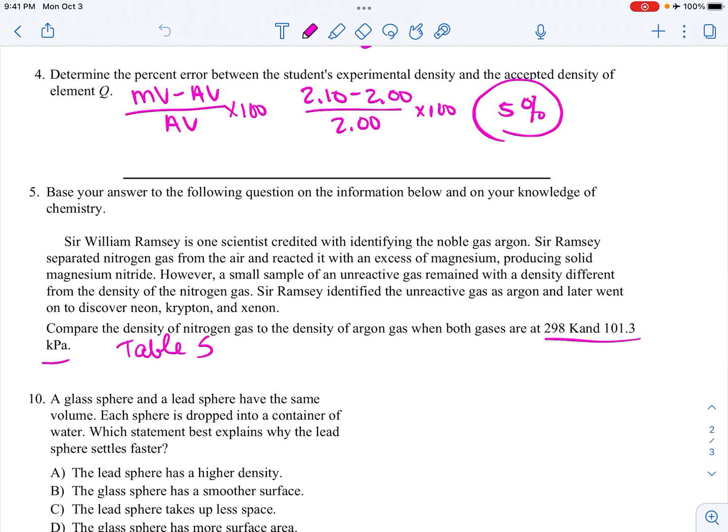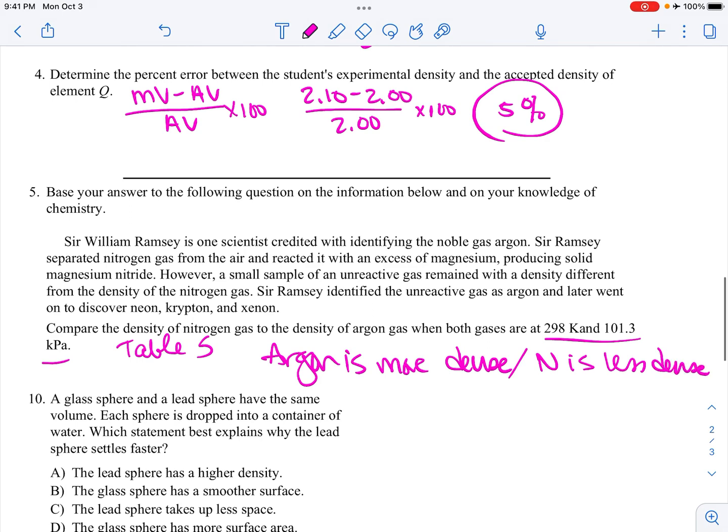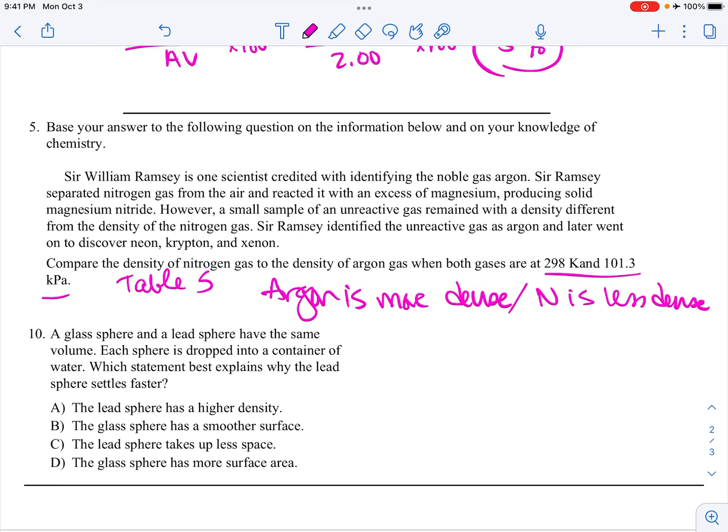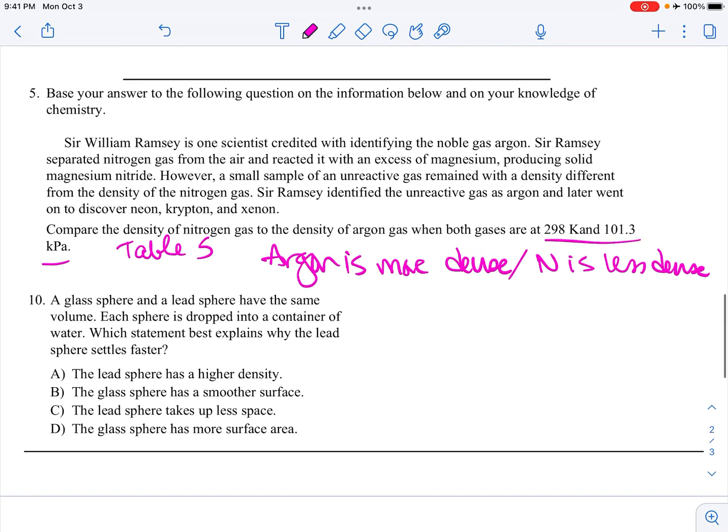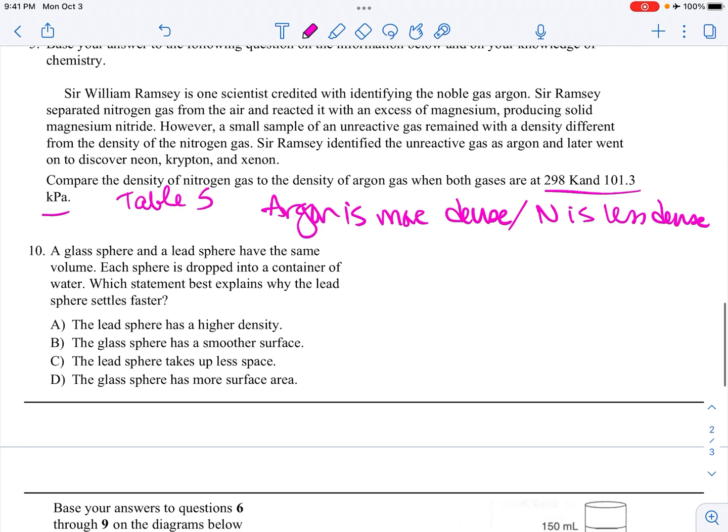So you would just go to table S. And so you just say argon is more dense. And of course, you could also say nitrogen is less dense. But you have to compare them. You can't just say these are the numbers. You should compare them. But also, you don't have to include numbers, as I did not.